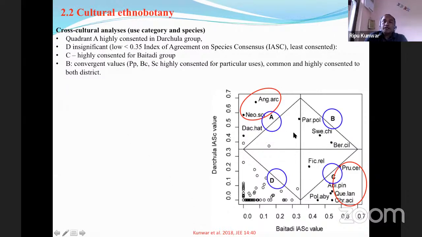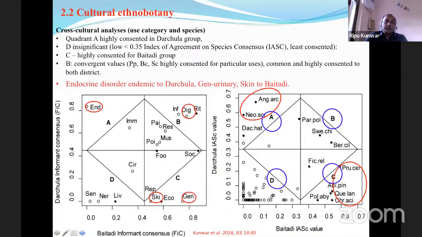Here are 4 quadrants: A, B, C, D. A is mostly inclined toward Darchula, and C toward Baitadi. B has the highest data, common for both districts, like a convergent value, and the data in D is insignificant. So we can analyze the data this way, and study intracultural or even intercultural analysis here.